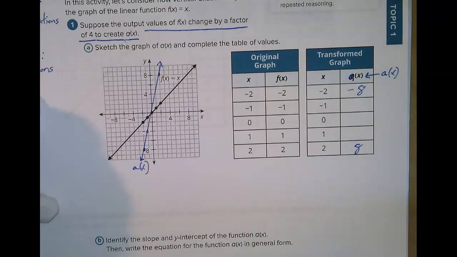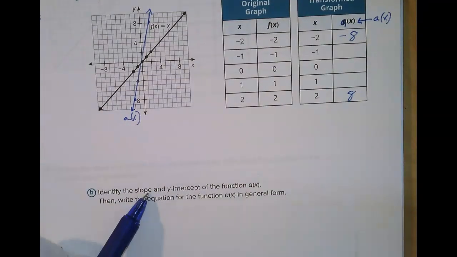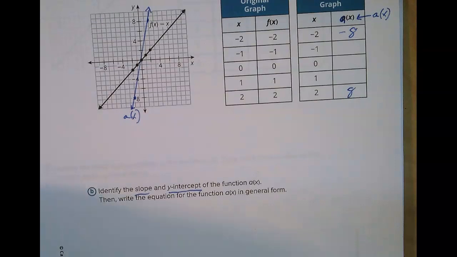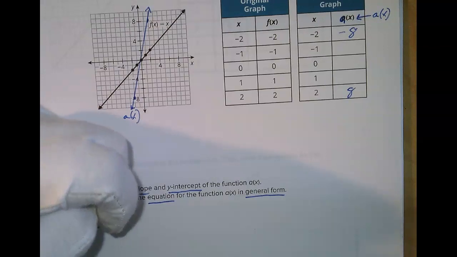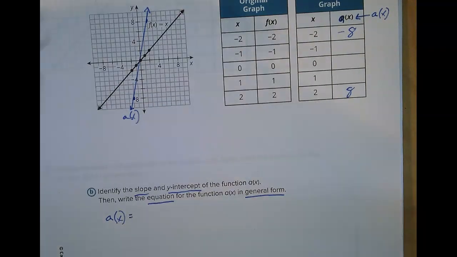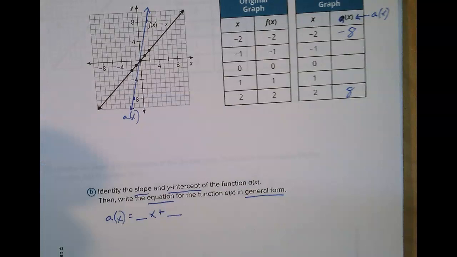So now you're also going to identify the slope and the y-intercept of this new function, and you're going to write the equation in general form. And general form is you put the name of the function and then you're going to put in the slope, and then your variable, and then you're going to put your y-intercept.